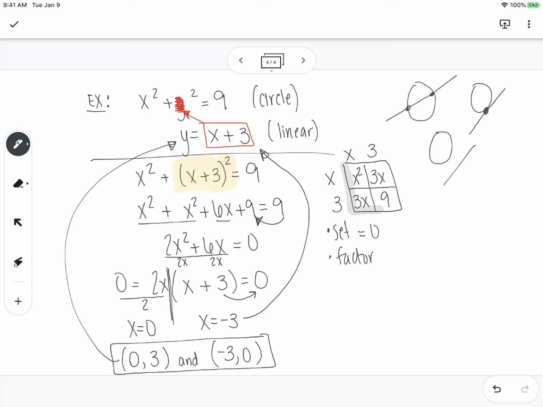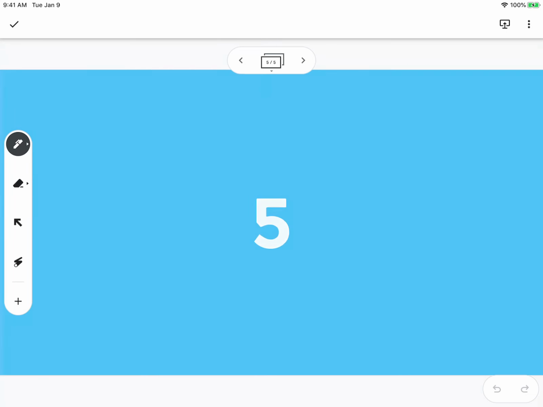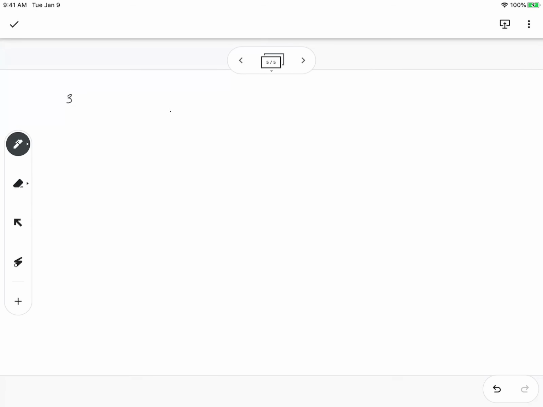All right, so we have done 2 substitution problems. Let's try elimination. So example number 3. I think it's struggling here. Or maybe I'm struggling. All right, so I have x² + 2y² = 11. And I have 3x² - 2y² = 25.